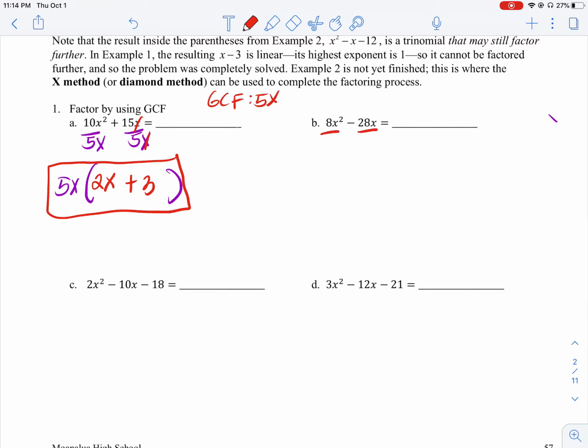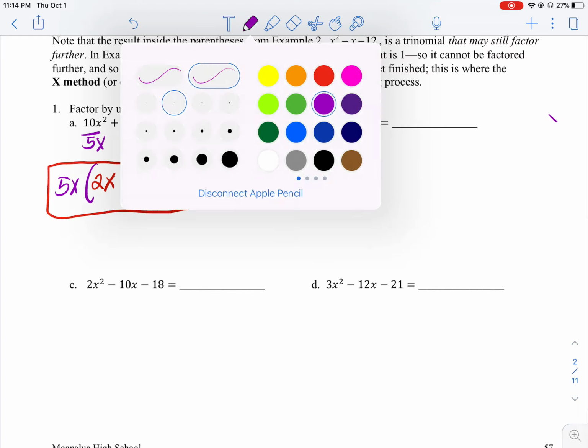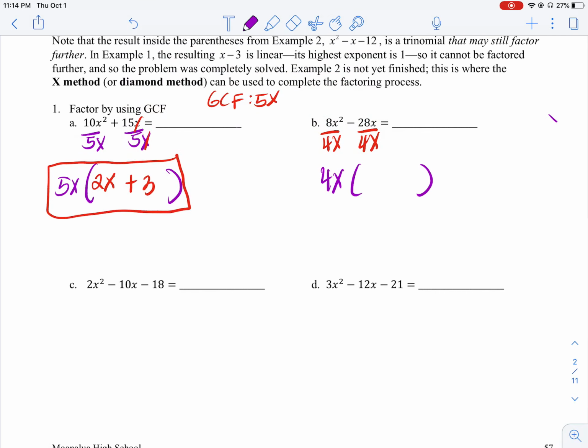Over here we have 8 and 28. What is the greatest common factor? Of course, 2 is common between 8 and 28, but we're looking for the greatest common factor, and it looks like that's 4x. So we'll put 4x, and then 8x squared divided by 4x is 2x. Negative 28 divided by 4, you get a 7. So you have 4x times (2x minus 7) with a GCF of 4x.